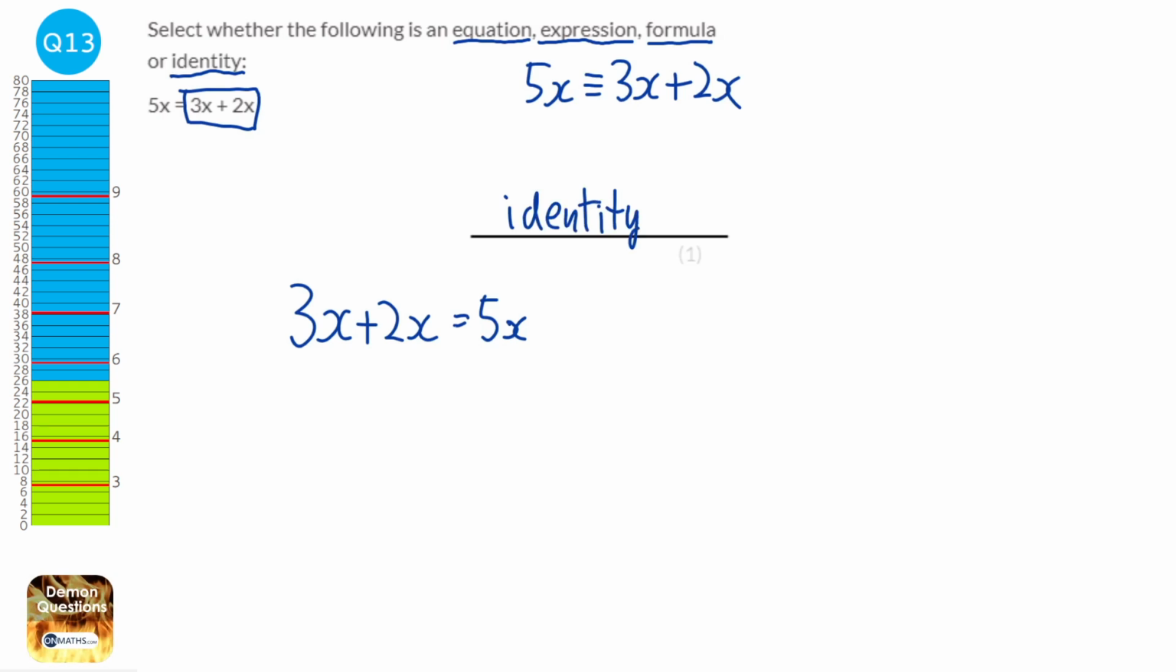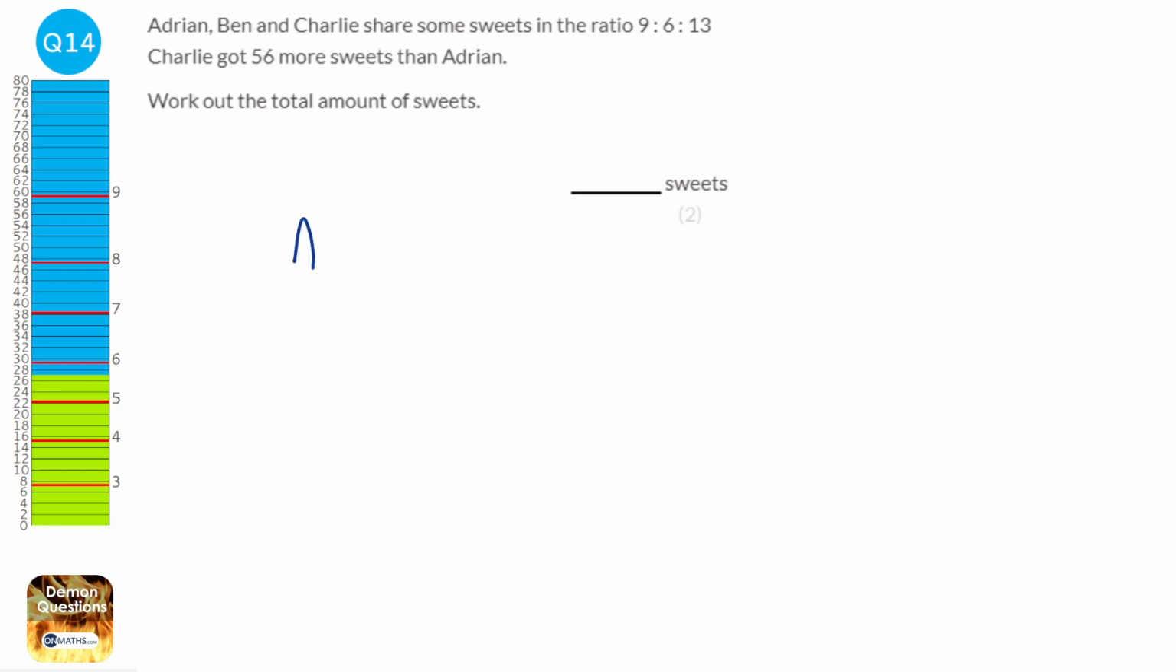So yes, x could be 10, x could be a million, x could be a third, x could be anything. So this question says that Adrian, Ben and Charlie have some sweets and the ratio of Adrian to Ben to Charlie is 9 to 6 to 13. But it also says that Charlie got 56 more sweets than Adrian.